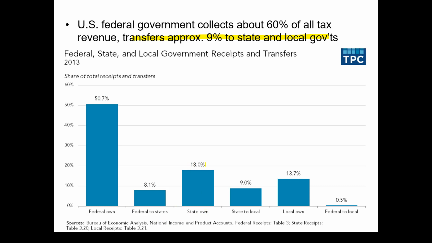States collect about 18% of their own revenue, and then the states pass about 9% of that back down to the counties and cities, and then the local cities collect about 13% of the total slice there. And then a very small portion of the federal revenue goes all the way down to the cities. New York City, for example, does get some federal assistance as well. So that's a breakdown of how that revenue is transferred back.